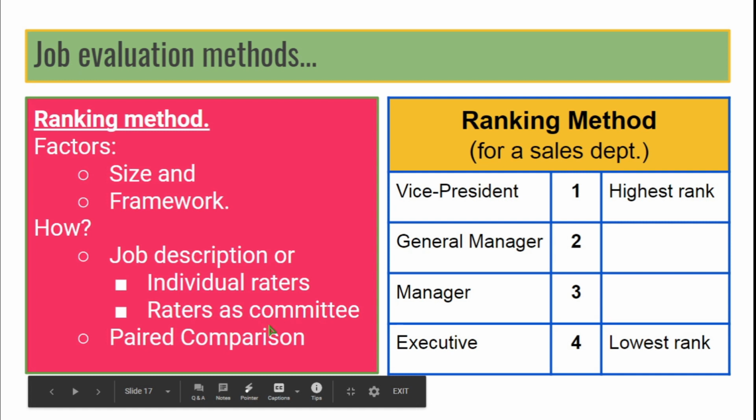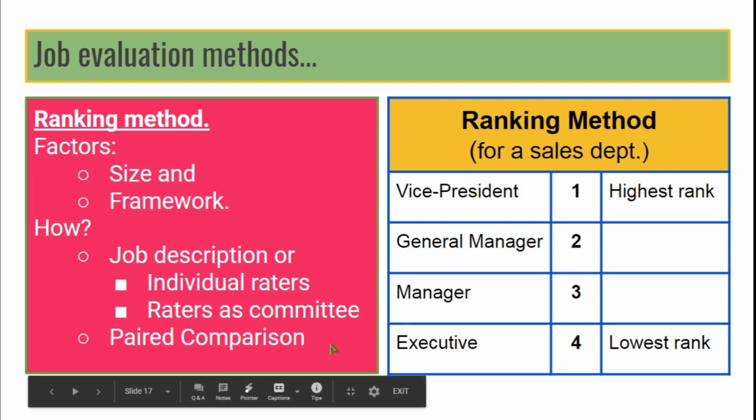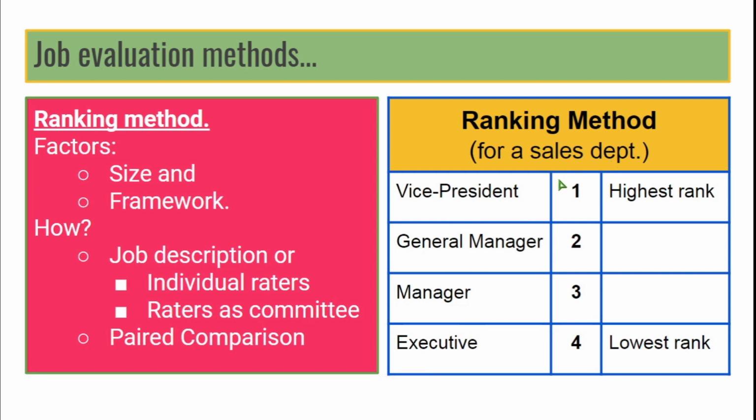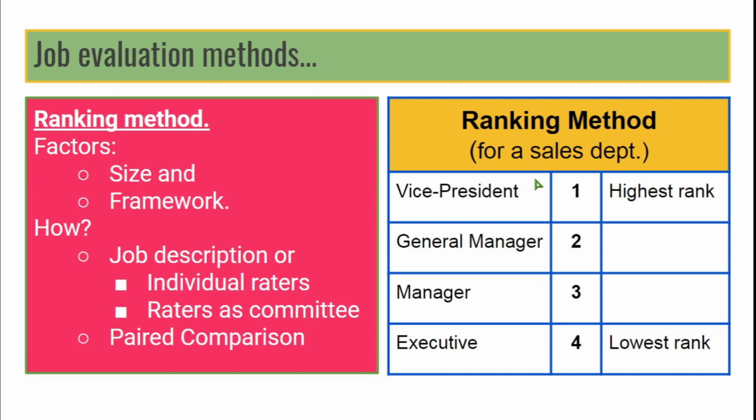Alright, then we have paired comparison. As its name suggests, here each job is paired with another job depending on its relationship. For example, vice president sales, GM sales, manager sales and executive sales are linked as they belong to the same department. Once we have paired the jobs on the basis of some relationship, then we try to determine which job is more difficult and important compared to the other, and finally we rank the jobs.